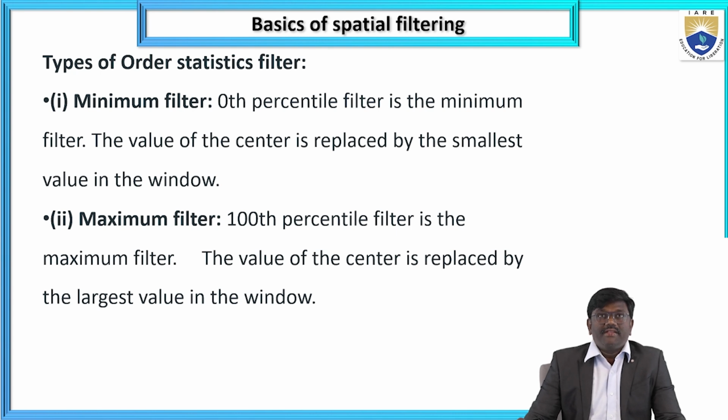And we also extend this to understand how many types of order statistic filters there are. There are two. What are those? Number one, the minimum filter. Number two, the maximum filter. The 0th percentile filter is the minimum filter: the value of the center is replaced by the smallest value in the window. Whereas for the maximum filter, the 100th percentile filter, the value of the center is replaced by the largest value in the window.